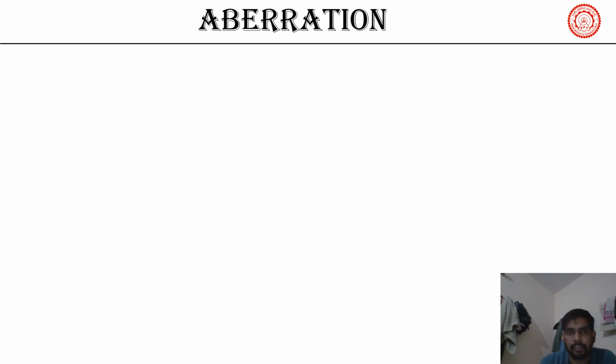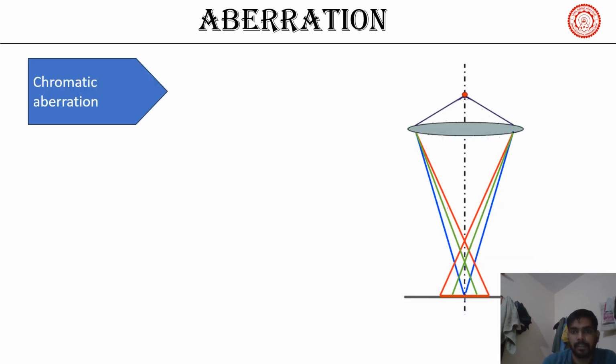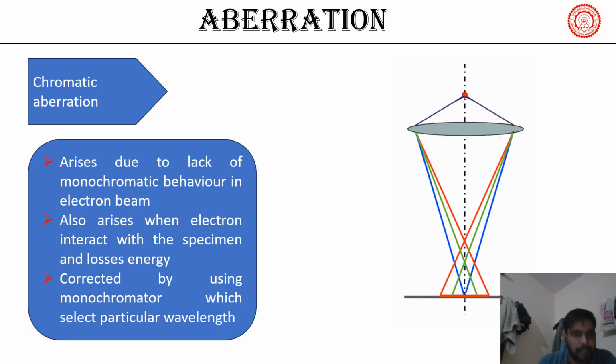Now coming to the next one, chromatic aberration. Chromatic aberration arises due to the lack of monochromatic behavior in the electron beam, and it also arises when electrons interact with the specimen and lose energy. It is corrected by using a monochromator to select a particular wavelength. We assume our electron gun provides a monochromatic electron beam, but in actuality, if it does not provide a monochromatic beam, this type of aberration is generated. This is called chromatic aberration.